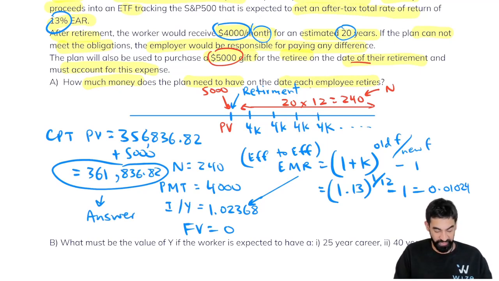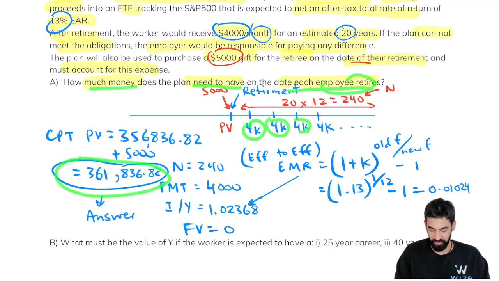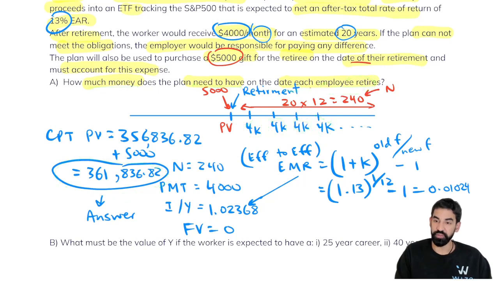If you look at the present value of all of these future payments that they're going to get during retirement, $4,000 a month for 240 months, that would come out to be this number, plus the 5,000, that would come out to be this number here. That's what they're asking for. How much money does the plan need to have on the date the employee retires? They need to have this much money so that they can pay him $4,000 a month for 240 months. But that's taking the time value of money into consideration, because getting $4,000 10 years from the retirement date is not the same as $4,000 next year.